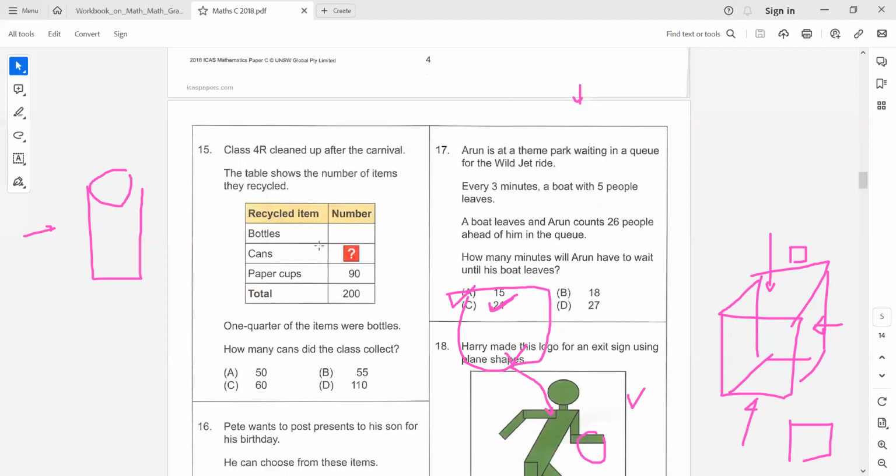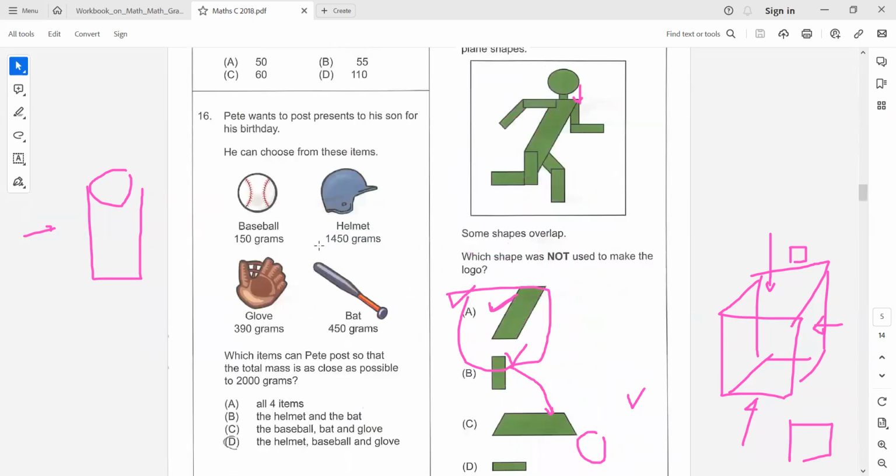Class 4 are cleaning up after the carnival. The table shows the number of items. Oh, no, 16 is, oh sorry, 16. Petty wants to post a present to his son for his birthday. He can choose from these items: a baseball, helmet, glove, and bat. They are all given with the weight, right? Grams.